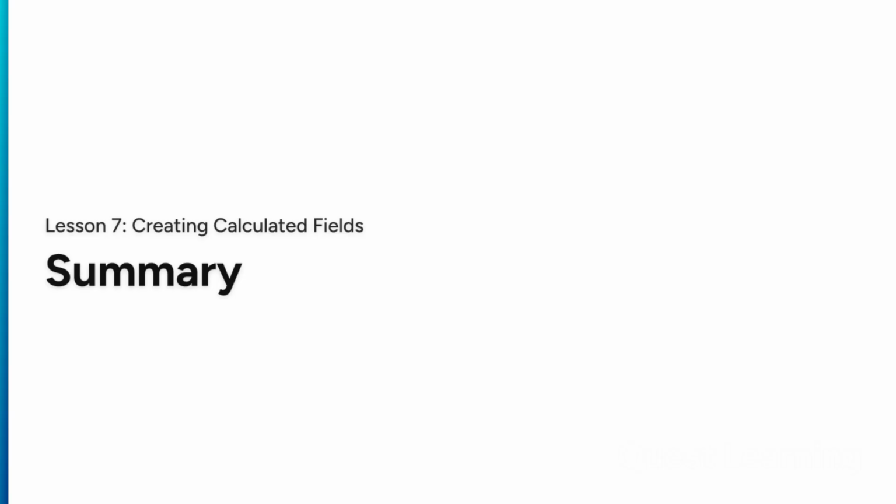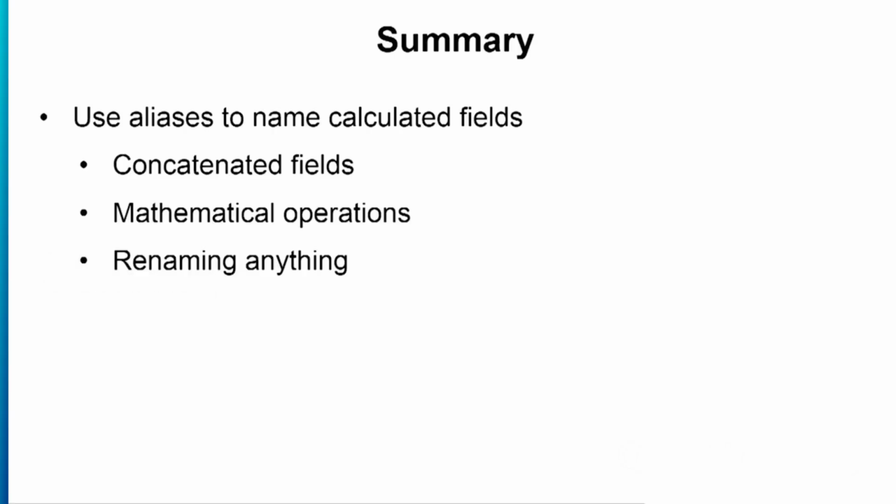To summarize, calculated fields, also called derived fields, are a way to perform operations, usually mathematical operations, on other columns. Things like concatenation, mathematical, anything you need. The key is if you actually want to use the results of that calculated field, you need to name it. And so we introduced aliases. You're going to see aliases used in other ways later to rename tables, for example. But here aliases are used to name a calculated field. And when you use an alias, you specify it using the as keyword.